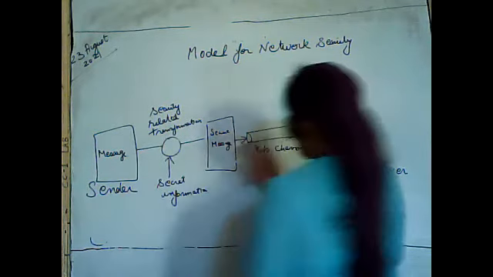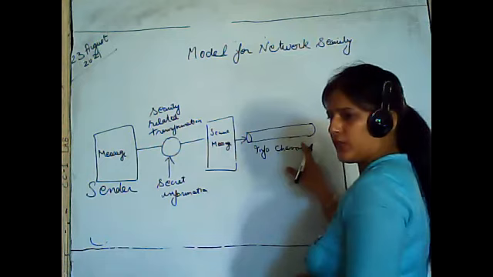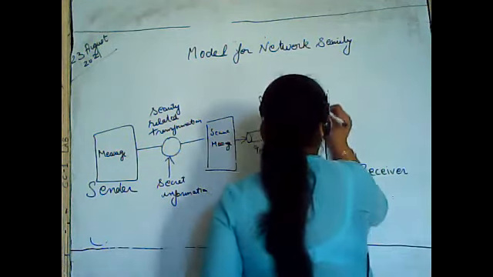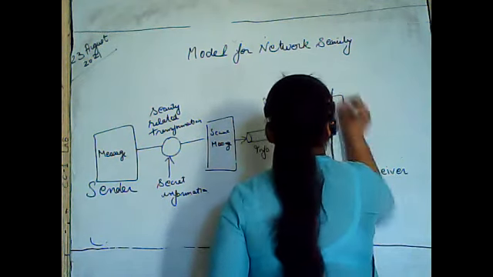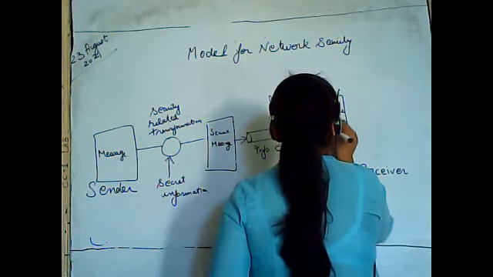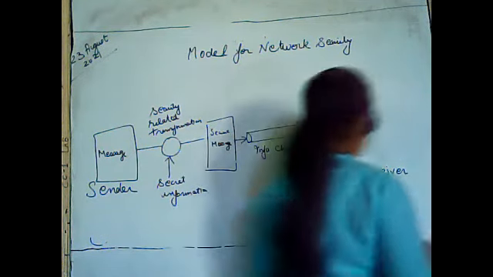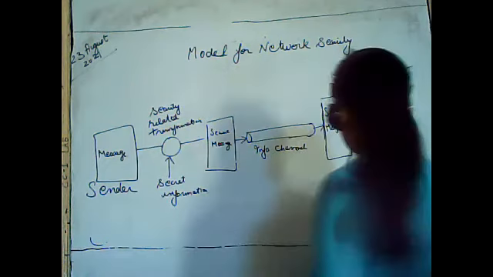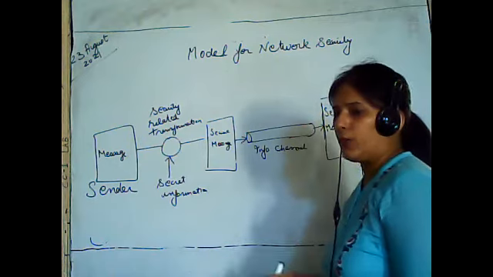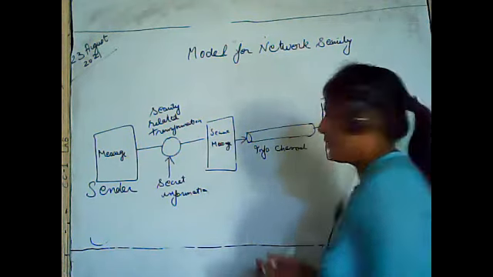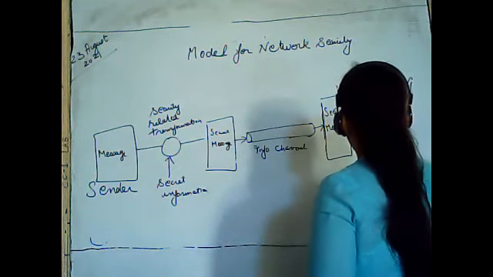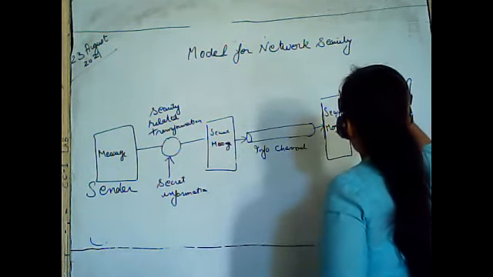So again, this message will pass through this information channel and you will get that particular secure message here. On this secure message at the receiver side, we will again perform the security related transformation.